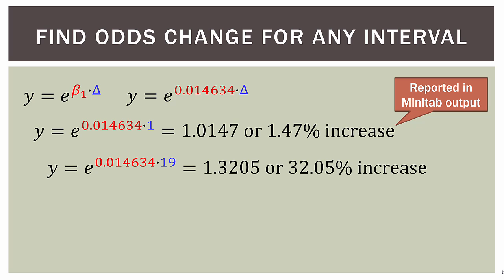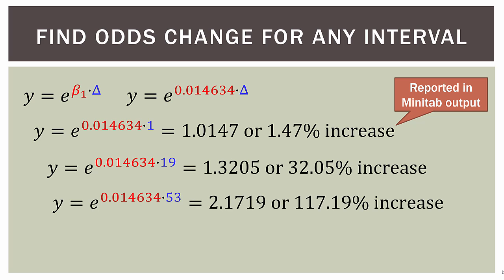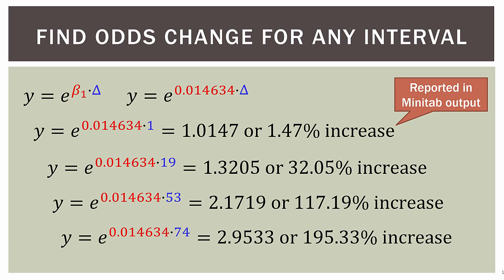Well, we just substitute that in where our delta is, and we have an odds ratio of 1.3205, or a 32.05% increase in our odds. What about a 53-point increase in our credit score? Do the same thing. Now our odds ratio is 2.1719, or a 117.19% increase in our odds. And finally, let's say a 74 increase.